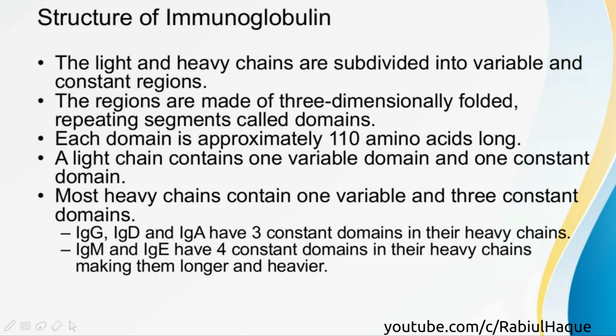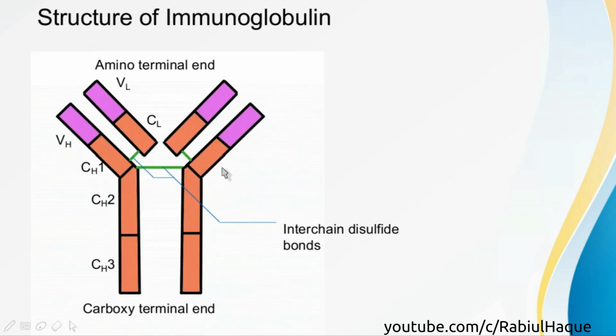For example, immunoglobulin G, D, and A have 1 variable and 3 constant domains in their heavy chains. However, immunoglobulin M and immunoglobulin E have 1 variable and 4 constant domains in their heavy chains. Since they have 1 extra constant domain, it makes them longer and heavier compared to immunoglobulin G, D, and A. Now this image is showing the structure of a simple immunoglobulin molecule.